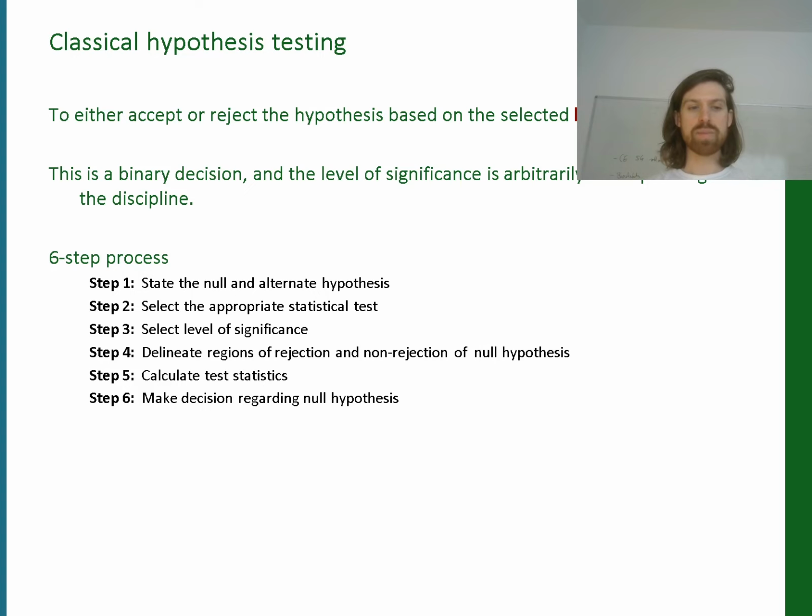And then finally, we need to make a decision regarding that null hypothesis that we've set out. So do we reject it, or do we not have enough evidence to reject the null hypothesis? So 6 steps. I'm going to cover it now at a high level.